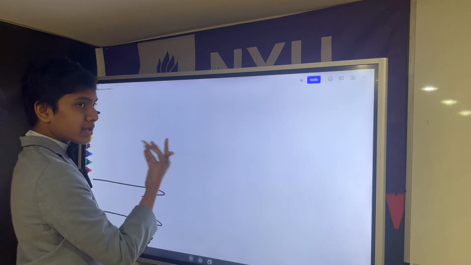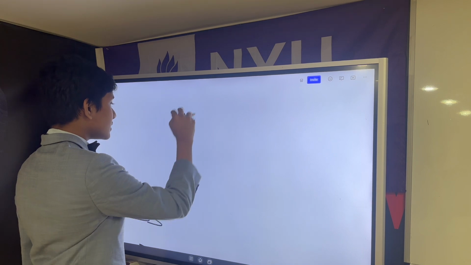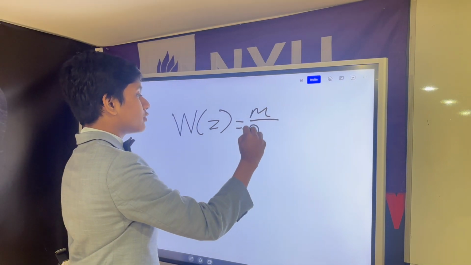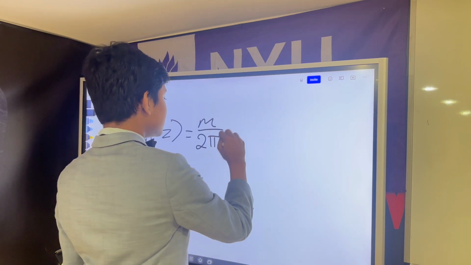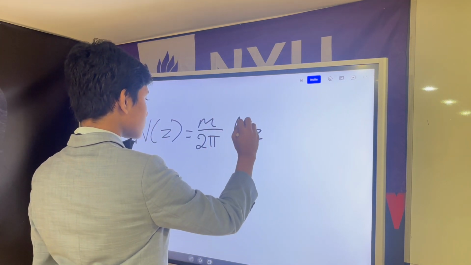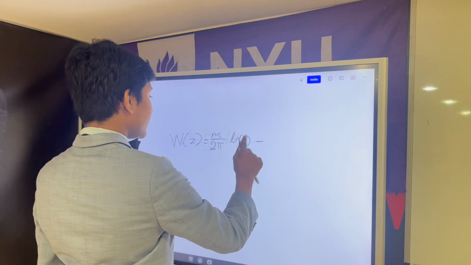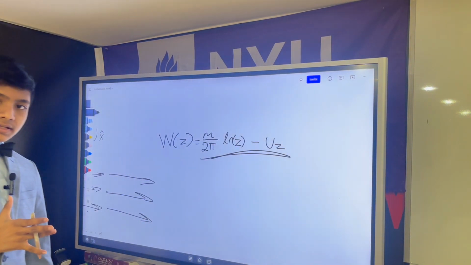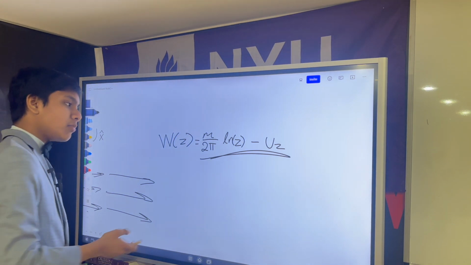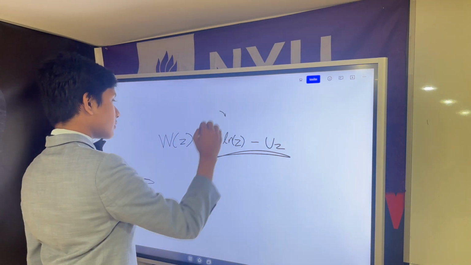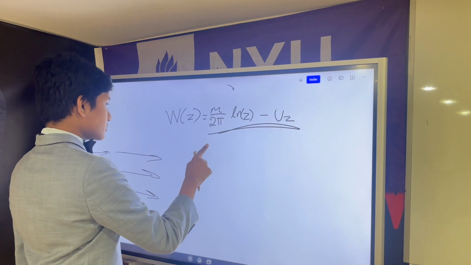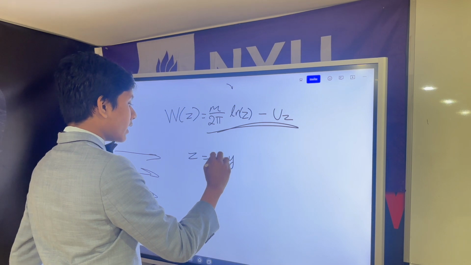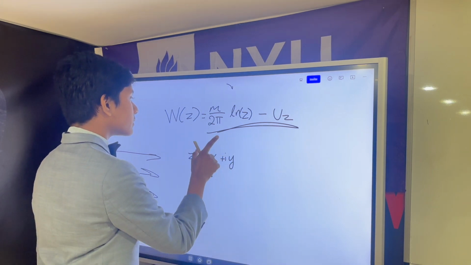Well, we're provided a velocity potential function, w of z is equal to m over 2 pi ln z minus uz. What's going on here? Well, essentially, we're using complex numbers as a substitute for coordinates. So here, z is x plus yi, or iy.